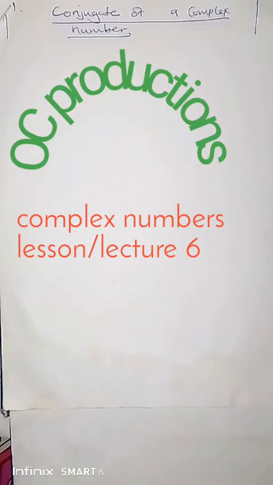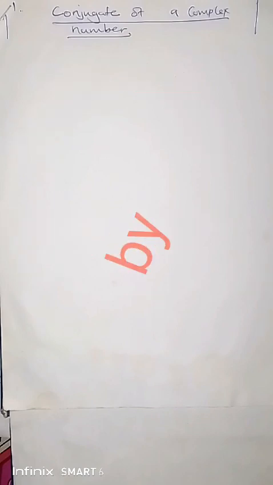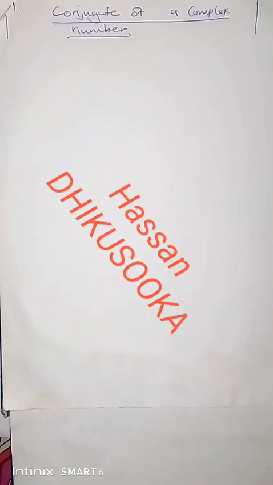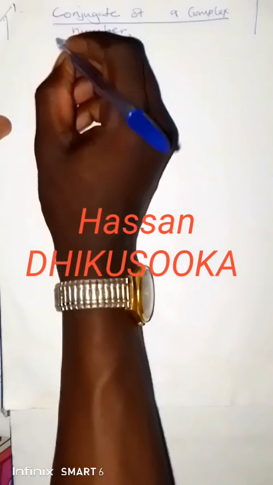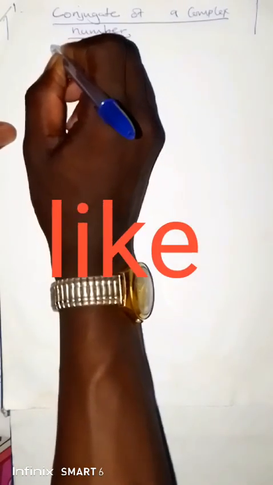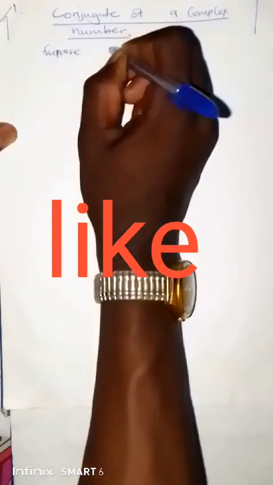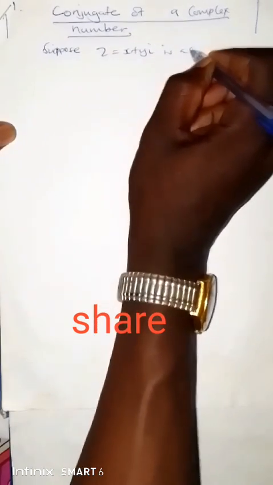We want to continue today's main subject. We want to look at the conjugate of a complex number. If you have any complex number, how can you obtain its conjugate? People should know that in case you have any complex number, suppose z equals x plus yi is a complex number.